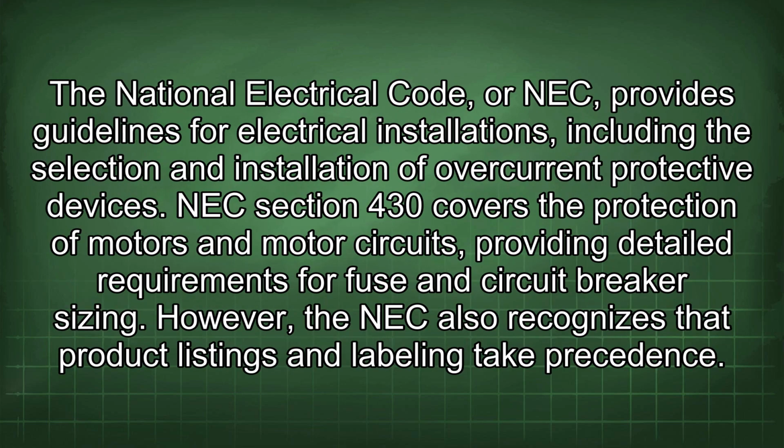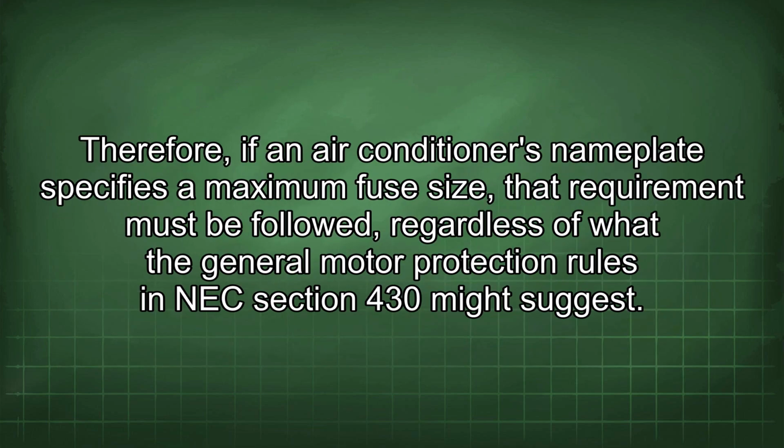The National Electrical Code, or NEC, provides guidelines for electrical installations, including the selection and installation of overcurrent protective devices. NEC Section 430 covers the protection of motors and motor circuits, providing detailed requirements for fuse and circuit breaker size. However, the NEC also recognizes that product listings and labeling take precedence. Therefore, if an air conditioner's nameplate specifies a maximum fuse size, that requirement must be followed, regardless of what the general motor protection rules in NEC Section 430 might suggest.